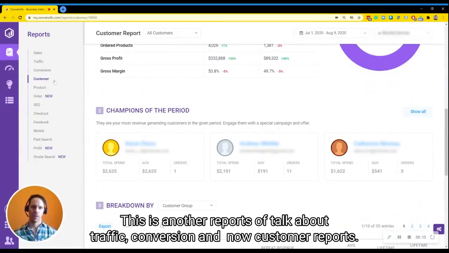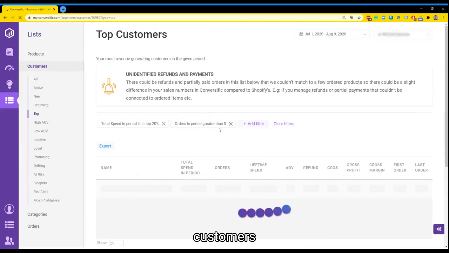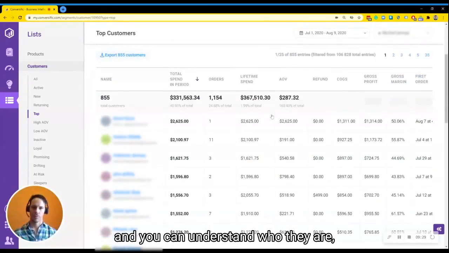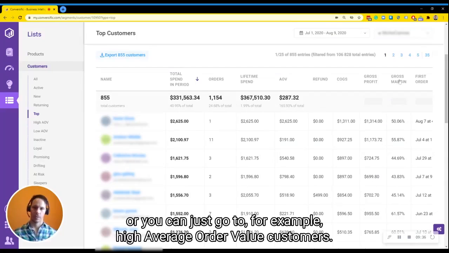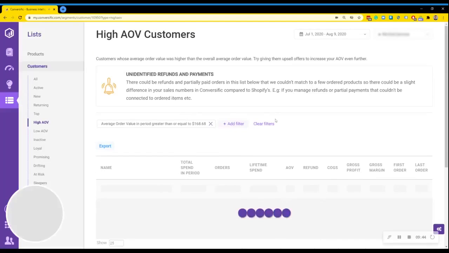This is another report. So we've talked about traffic, conversion, and now customer report. And then if you, for example, click on show all, you can see your top customers, and you can understand who they are, how much they spend, how much profit you're making on them. Or you can just go to, for example, high average order value customers. So these are the ones where your return is quite high, for example.